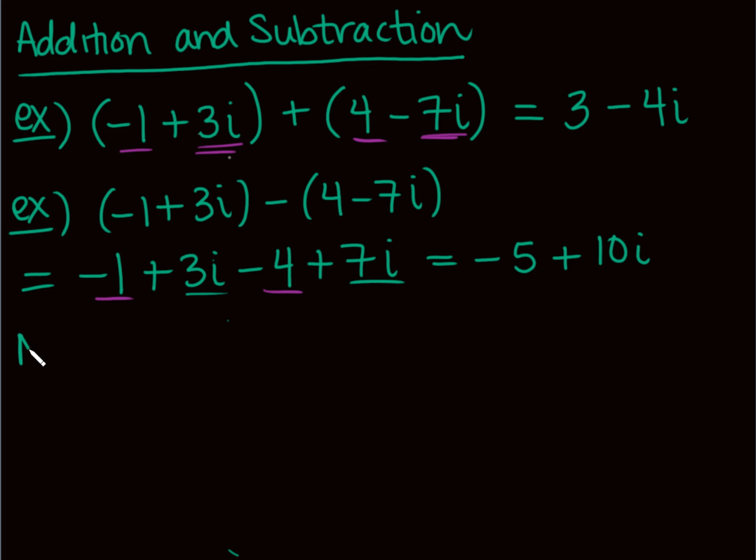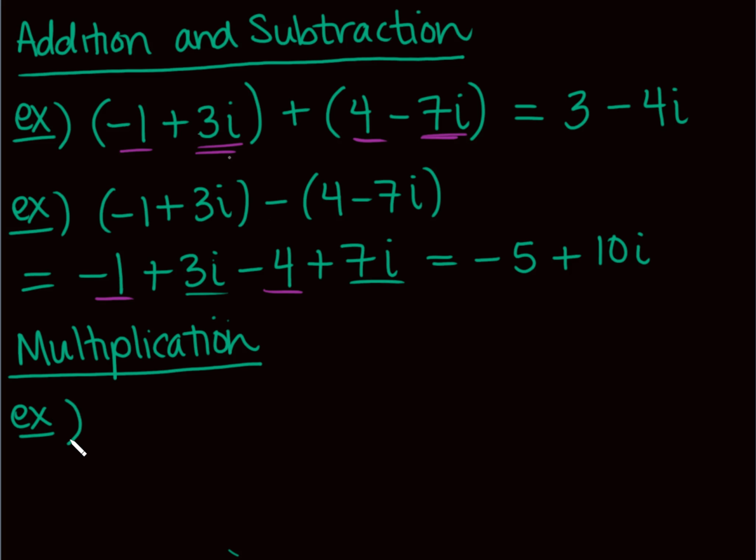So let's look at multiplication. Again, I'm just going to do a bunch of examples here for you. I'm not really writing down any rules. I'm just going to do a bunch of examples. So here's an example of something that can be pretty tricky. Let's say the square root of -4 times the square root of -25.